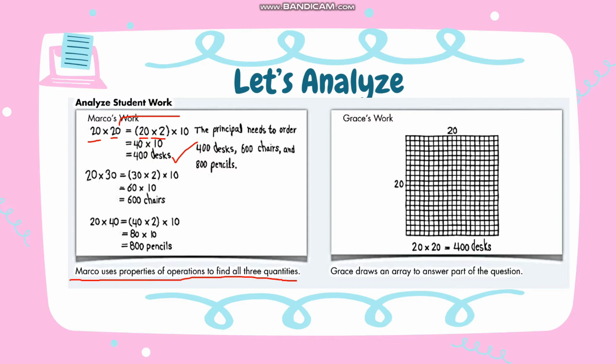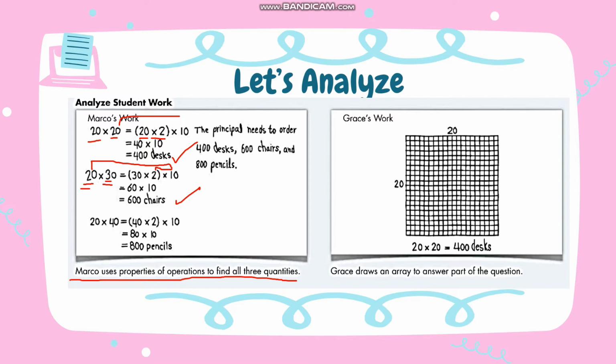Now, for 20 classrooms, each classroom needs 30 chairs. So 20 multiplied by 30 is equivalent to 30 multiplied by 2 times 10. He breaks 20 here, that's why it becomes 2 times 10. So 30 multiplied by 2 is 60. Then multiplied by 10, there are 600 chairs.